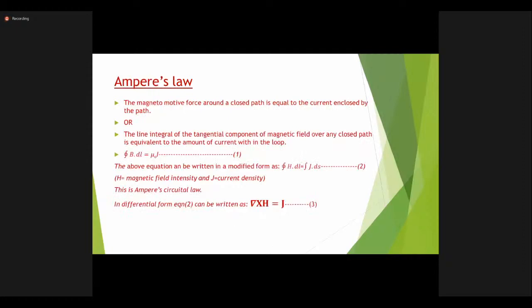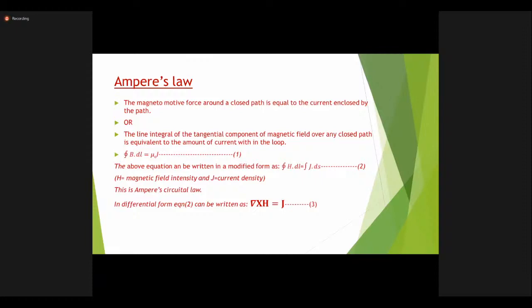Next, you have Ampere's law. According to Ampere's law, the line integral of magnetic field around a closed curve is equal to the net current enclosed within the loop. The line integral of magnetic field over any closed path is equal to the total amount of current within the loop. All these laws you should have seen in your +2 classes, but most of you might have forgotten them because you have come into a different stream with different subjects.